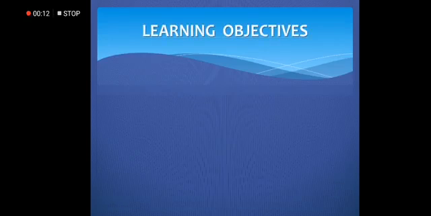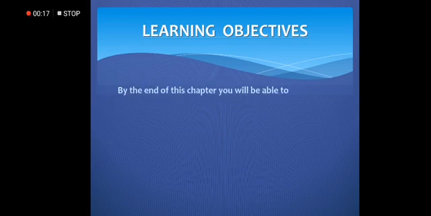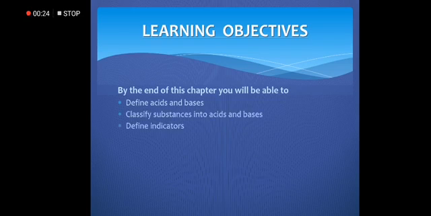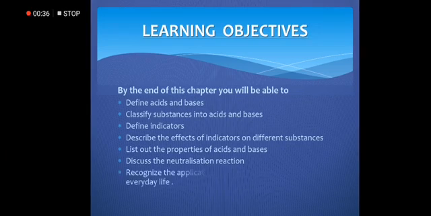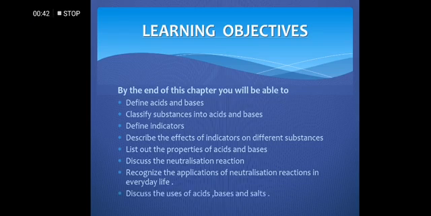Let us discuss the learning objectives of this chapter. By the end of this chapter, you will be able to define acids and bases, classify substances into acids and bases, define indicators, describe the effects of indicators on different substances, list out the properties of acids and bases, discuss the neutralization reaction, recognize the applications of neutralization reactions in everyday life, and discuss the uses of acids, bases, and salts.